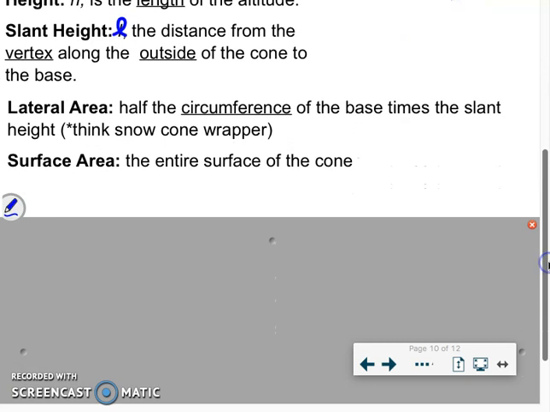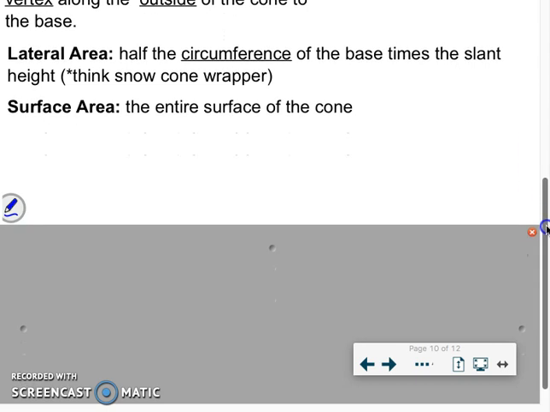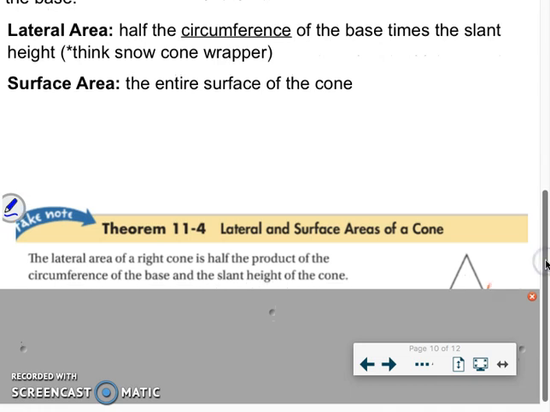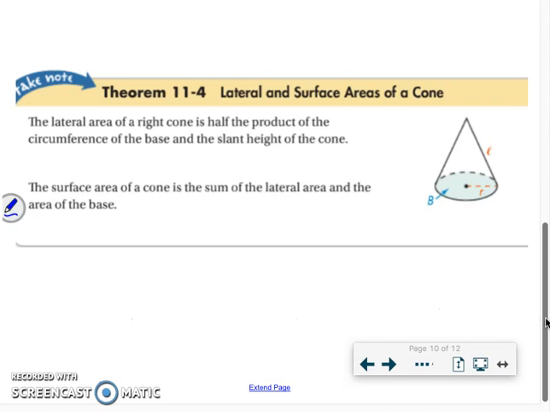So the lateral area is going to be half the circumference times the slant height. Just like what we did in the first video, 1/2 PL, now it's 1/2 of the circumference times L. The lateral area of the cone would look kind of like a snow cone wrapper. The surface area would be the actual circle added into that. So we have two formulas to write down here, the lateral area and then the surface area.